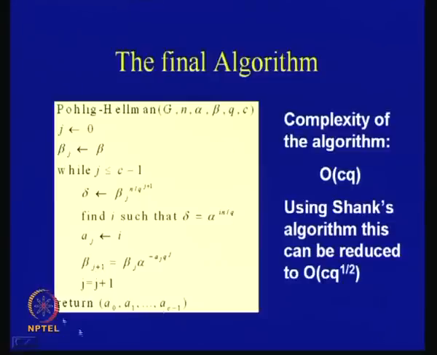Note that this algorithm is for a particular prime value and a particular exponent value. c is the exponent and q is the prime factor. So, you need to repeat this for all the prime factors. And what is the complexity of this algorithm? If I assume that each of these steps is order of q, and you are doing it for all the c coefficients, the order is order cq. If you use Shank's algorithm, you can reduce it to order c times q to the power of half.